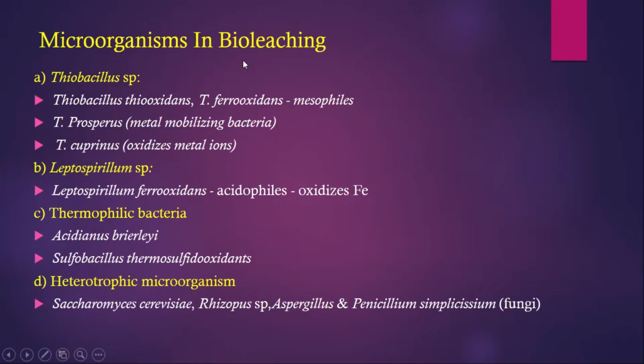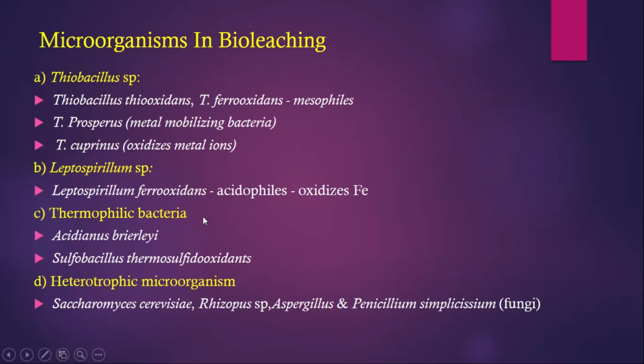Microorganisms used in bioleaching process are in Thiobacillus species. Thiobacillus thiooxidans and Thiobacillus ferrooxidans are mesophilic bacteria which are able to live at the temperature of 25 to 35 degrees Celsius. Thiobacillus prosperus is the metal mobilizing bacteria and Thiobacillus cuprinus oxidizes the metal ions. In Leptospirillum species, Leptospirillum ferrooxidans is an acidophilic bacteria which is able to tolerate low pH. This bacteria oxidizes the ferric ions.